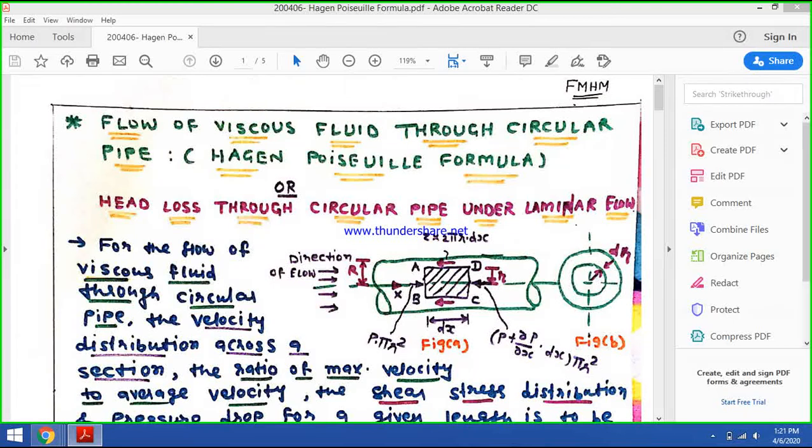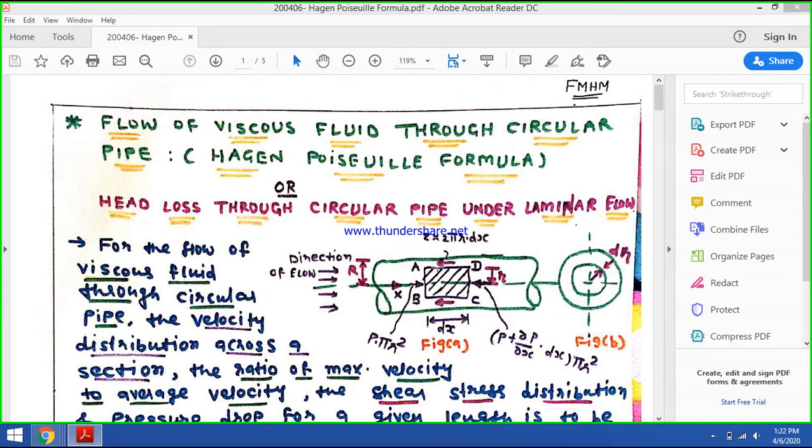Okay, good morning. Today I am going to discuss flow of viscous fluid through a circular pipe, which is also known as the Hagen-Poiseuille formula. It can also be asked in the GTU exam. Head loss through a circular pipe under laminar flow. So first of all we will understand from the diagram.